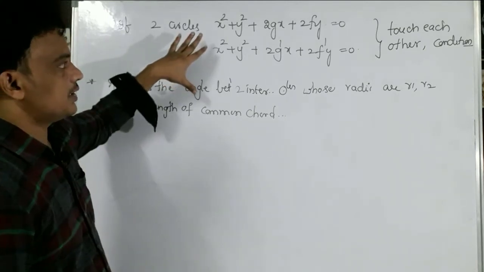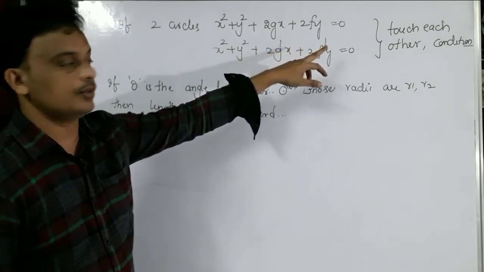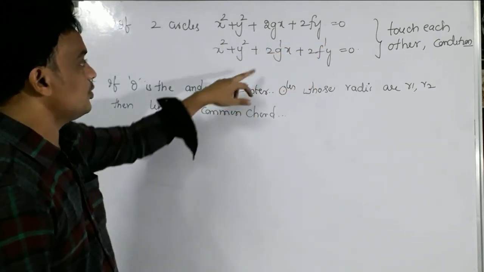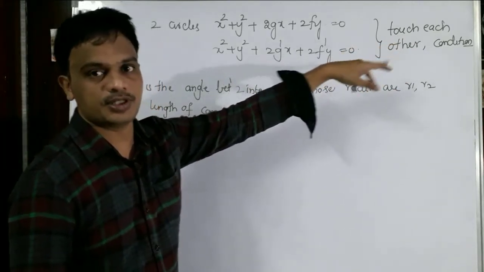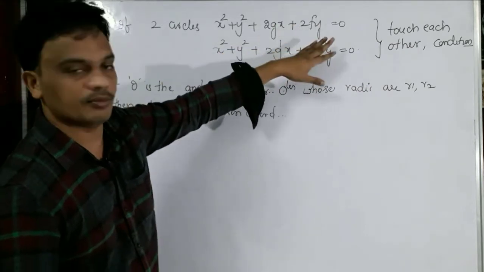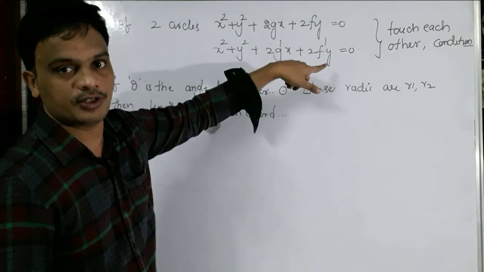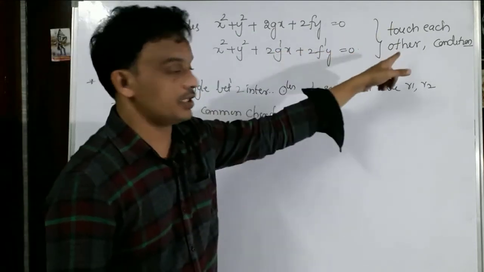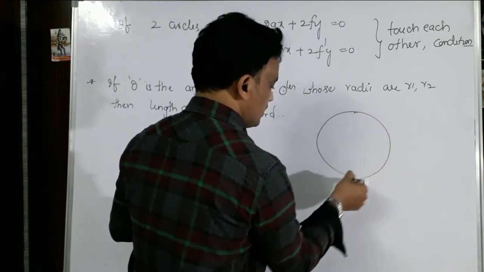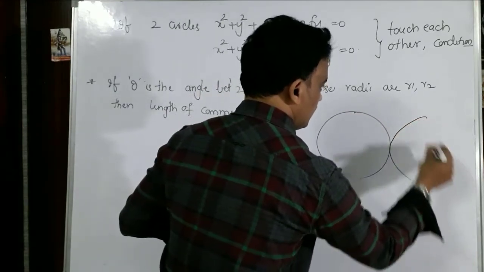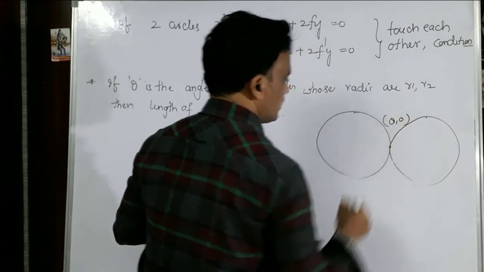If the two circles x square plus y square plus 2gx plus 2fy plus c equals 0 and x square plus y square plus 2g dash x plus 2f dash y equals 0 touch each other, please observe this one. There is no constant term, that means both the circles are passing through the origin, 0, 0. And they touch each other, that means the two circles touch each other at the point 0, 0.